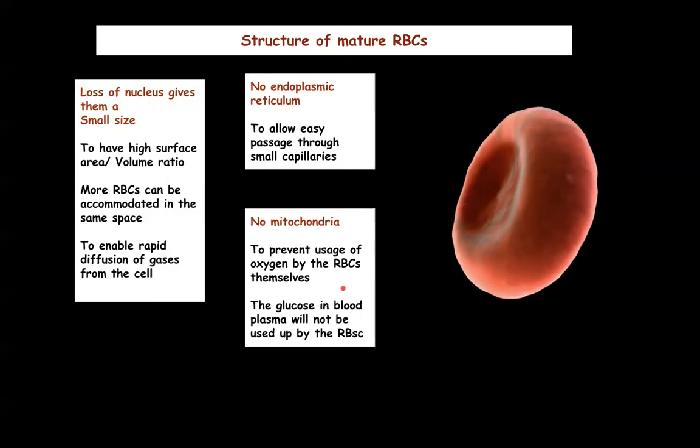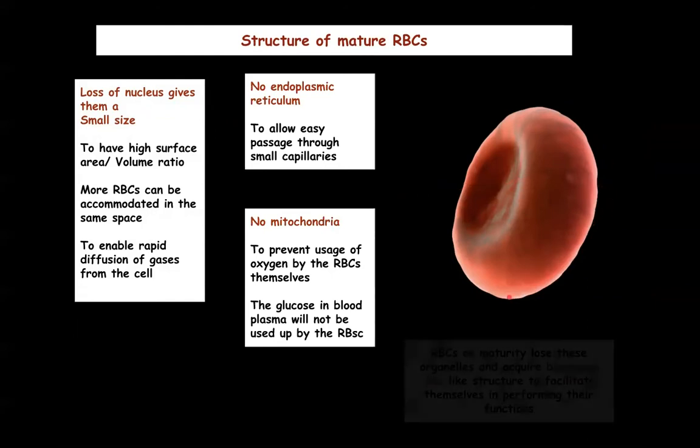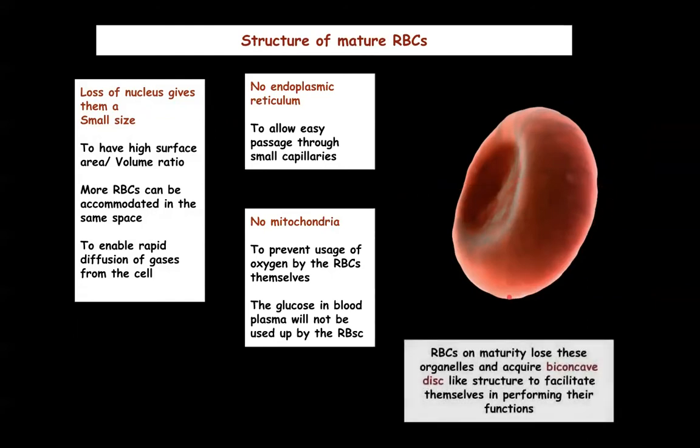The second thing is that the glucose which is present in the blood plasma will not be used up. So the RBCs simply act as a vehicle transporting oxygen from one structure to the other. Now, RBCs on maturity lose these organelles to acquire a biconcave structure. This structure enables them to perform their functions better with increased efficiency.